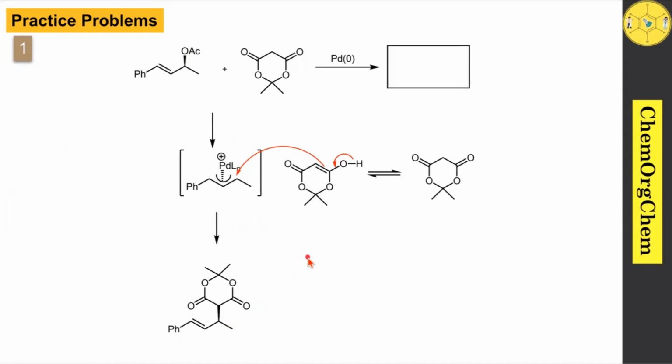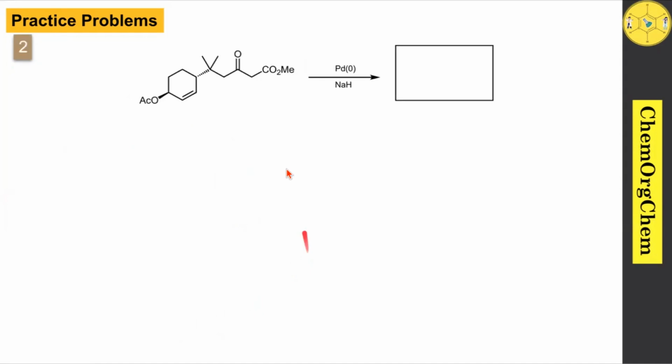Let's move to our second practice problem. So this is our second practice problem. Now you can see this is our allyl substrate, along with which the same molecule has a carbon soft nucleophile. So when we treat it with palladium 0 under sodium hydride conditions, it produces a product.